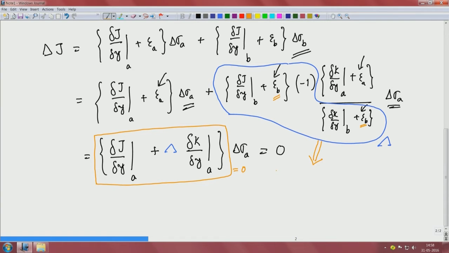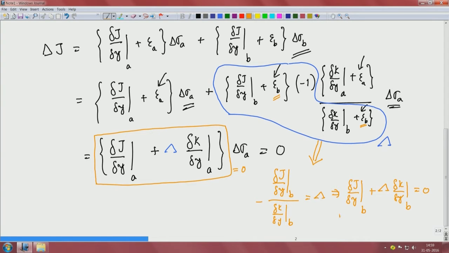What we have here is delta J by delta y, that is a variational derivative at b, divided by delta K by delta y at b with a minus sign, that is equal to lambda. So, what does that give us when we write it? Delta J by delta y at b plus lambda times delta K by delta y at b equal to 0, taking the minus sign to the other side.